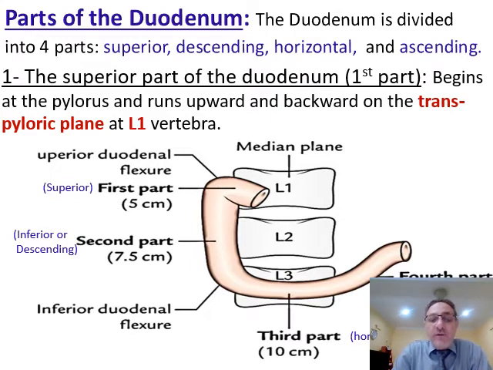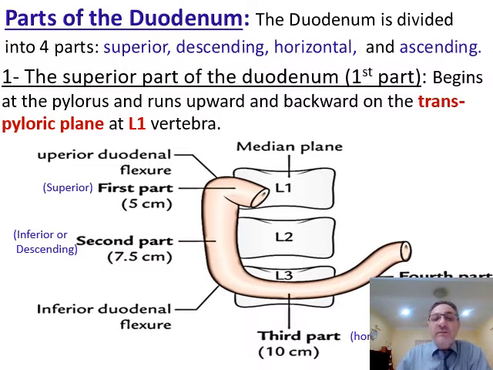Parts of duodenum, we have 4 parts. First part, we call it superior part. Second part, we call it inferior or descending part. Then transverse part or horizontal part. Then ascending part or the fourth part. All the duodenum is between L1, L2 and L3 vertebrae, lumbar vertebrae.